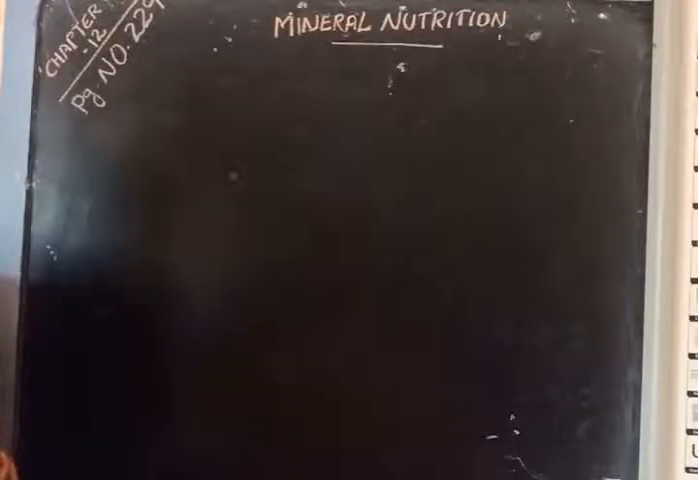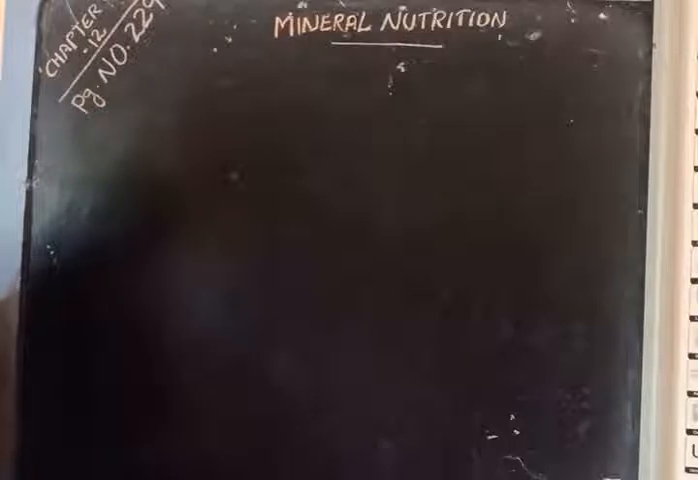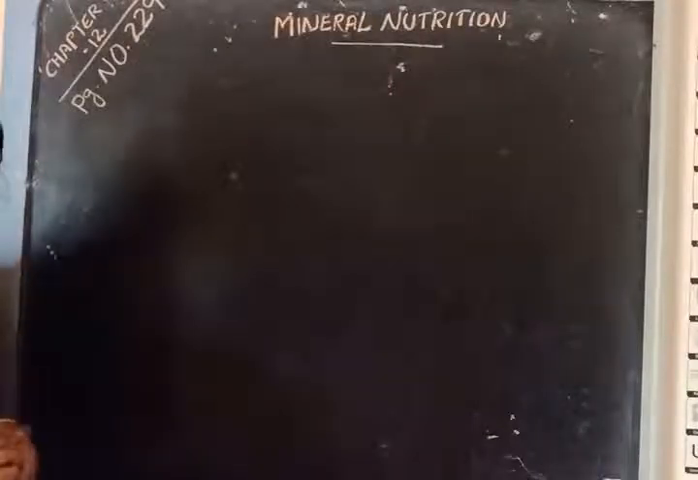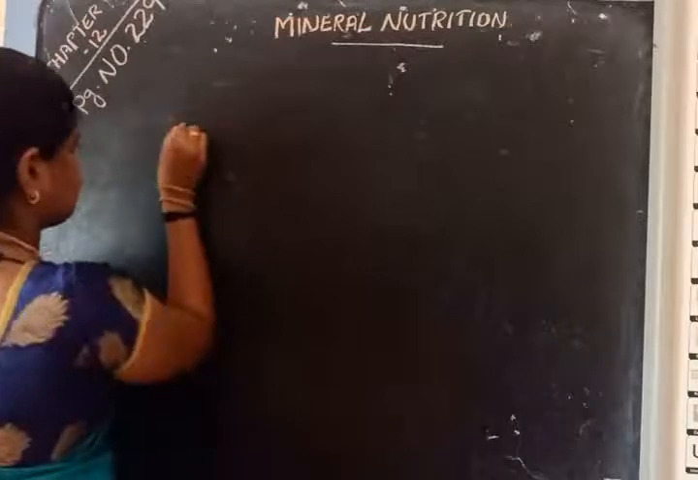Welcome students. Today we are dealing with the topic Mineral Nutrition, chapter number 12. We know plants obtain nutrients from their natural environment like the atmosphere, water and soil. Carbon, hydrogen and oxygen are called skeletal elements.